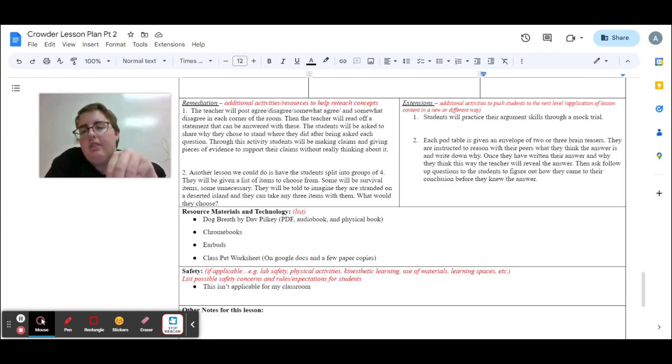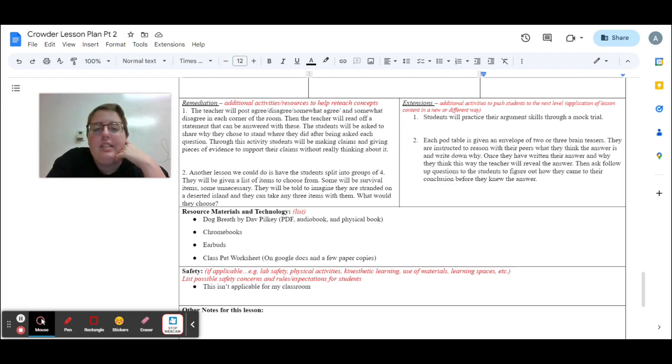into one activity. The second one is that each pod is given an envelope of 2 or 3 brain teasers. They are instructed to reason with their peers what they think the answer is and write it down and why. Once they have written the answer down and why they think this way, the teacher will reveal the answer. This one would be pretty quick. It would probably take like 15 to 20 minutes to do.